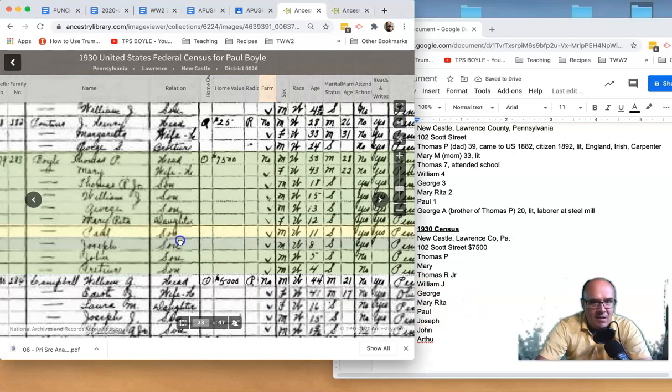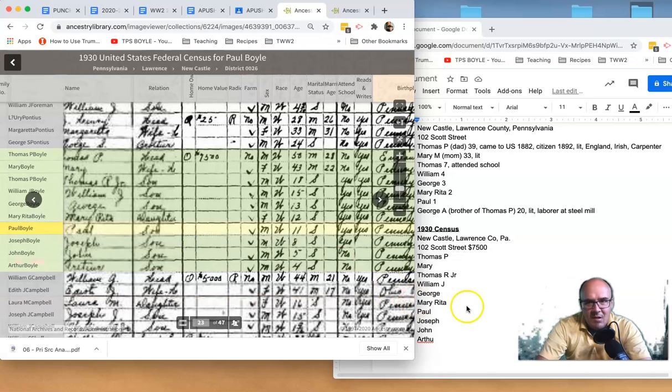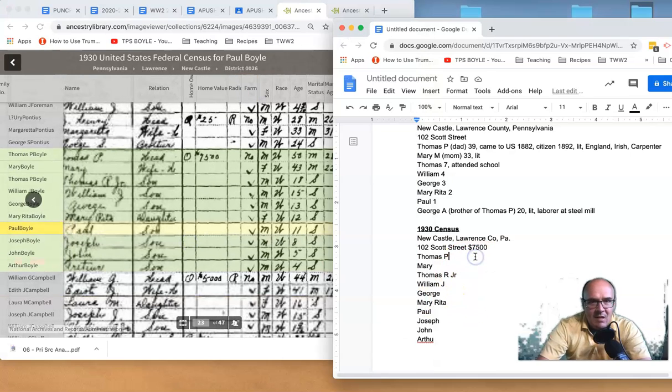We're going to find their ages. So, Big Tom is now 58. Mary is 43. Tom R is 18. Bill is 15. George is 13. Mary Rita is 12. Paul is 11. Joe is 8. Johnny is 5. Art is 4. Again, they have a lot of kids in a very short time.